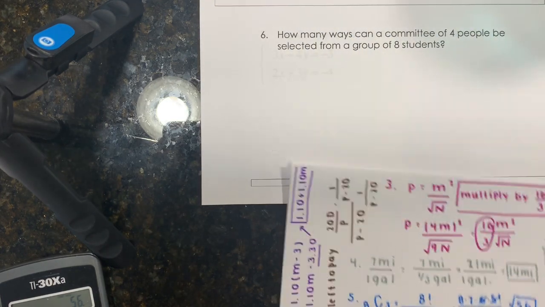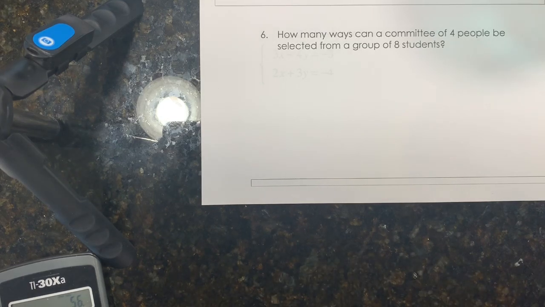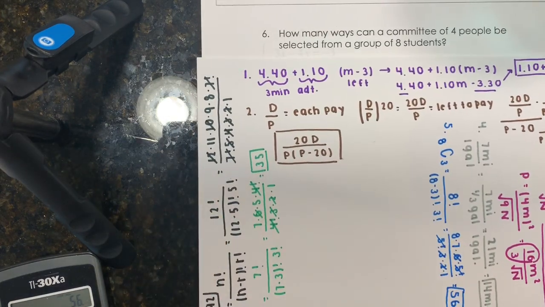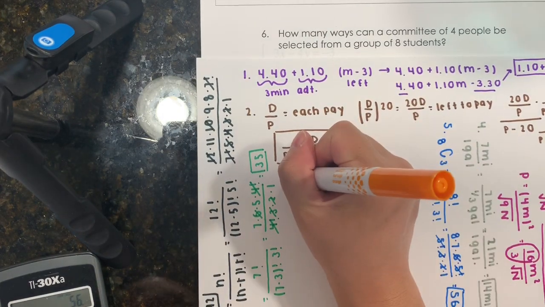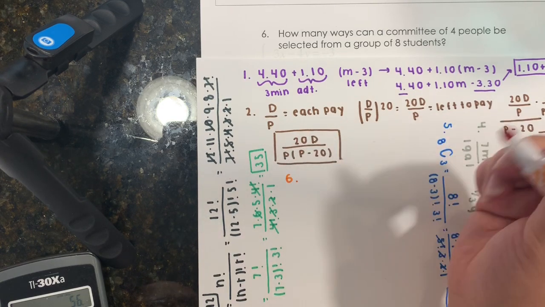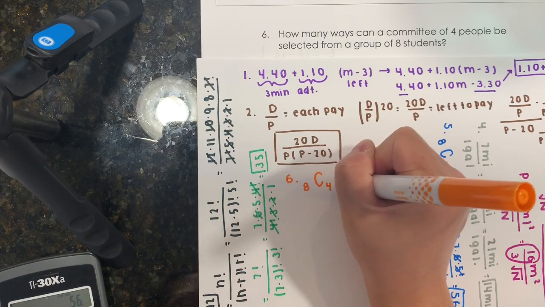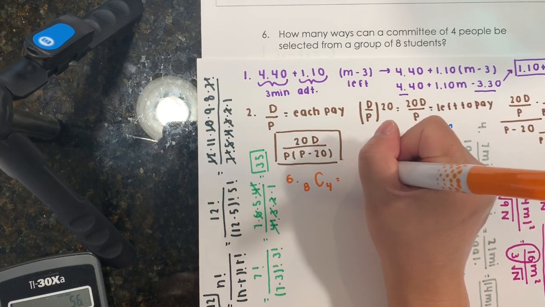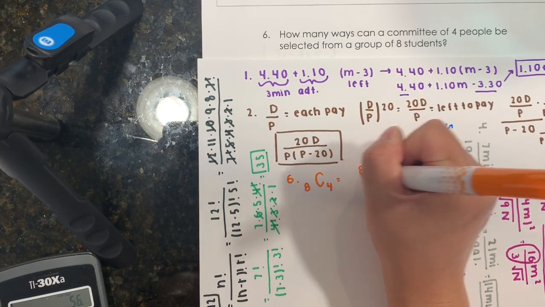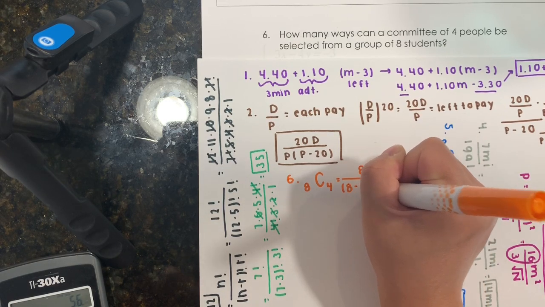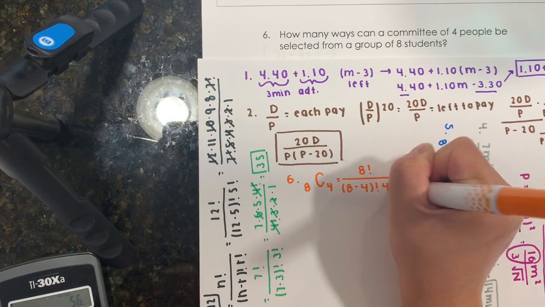Now looking at number 6, we have how many ways can a committee of 4 people be selected from a group of 8 students? So for number 6, we have 8 students being chosen 4 at a time. There's no order. And that's 8 factorial over (8 minus 4) factorial, 4 factorial.